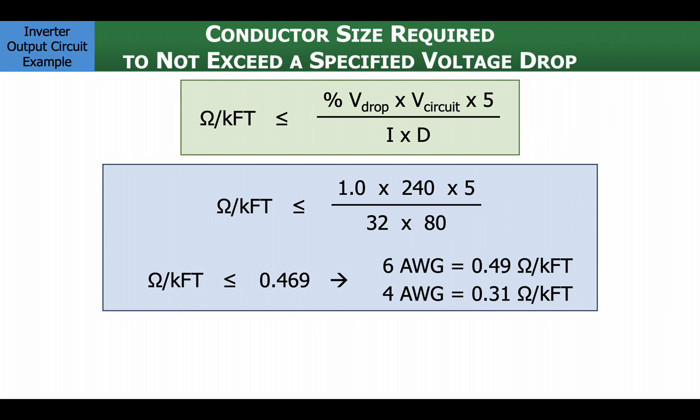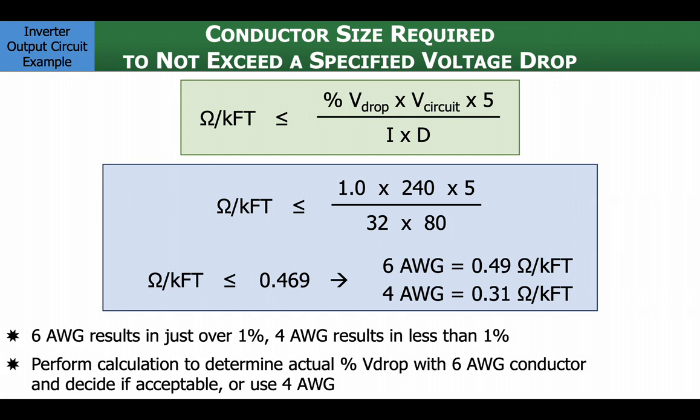4 AWG conductor, less resistance than we solved for, we're going to have less than 1%. We need to decide which one is sufficient. This is kind of an edge case here, right? The 6 is going to give us just a tiny bit over 1%. The 4 is going to give us way less. Which one do we go with?